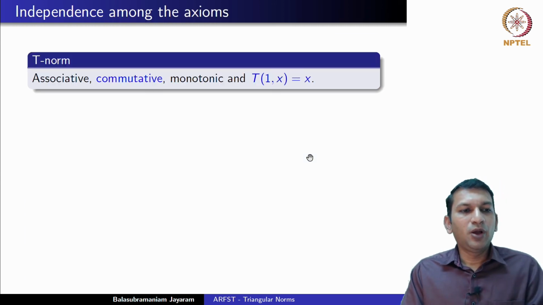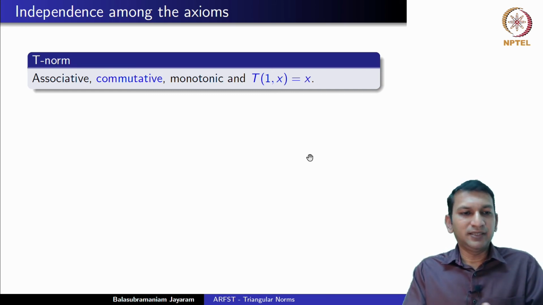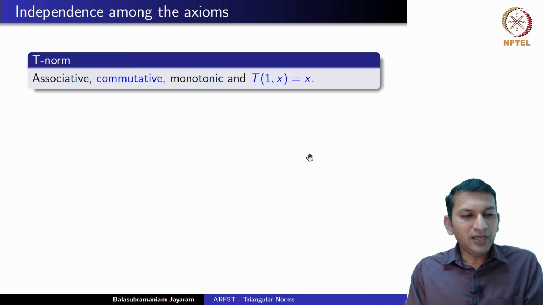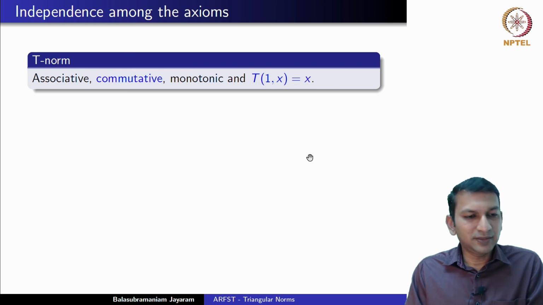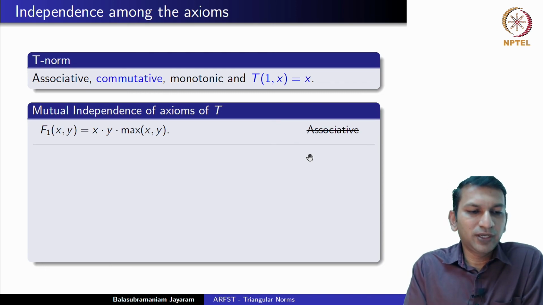Well, what about these axioms? Are they mutually independent? Whenever we come up with an axiom set, we want to ensure that they are not only minimal, but also non-redundant. So we ask the question: do any of these imply the other, or does any combination of these imply the other? We will see that this is not true. For example, take the function x times max of x, y. We will see that it satisfies some of the properties. It is commutative, monotonic, increasing, and if you take 1, 1 becomes the identity.